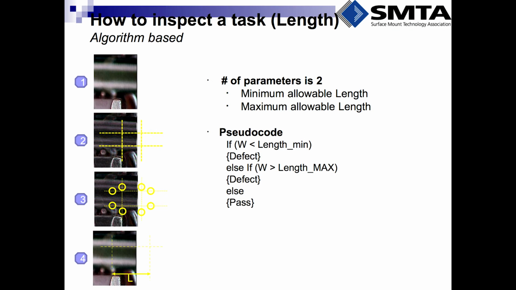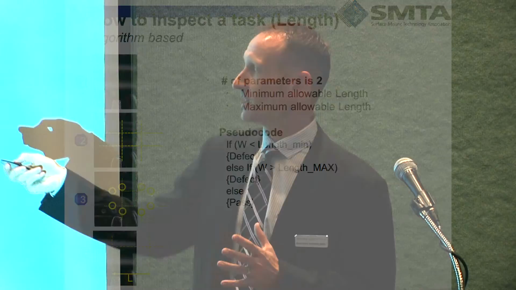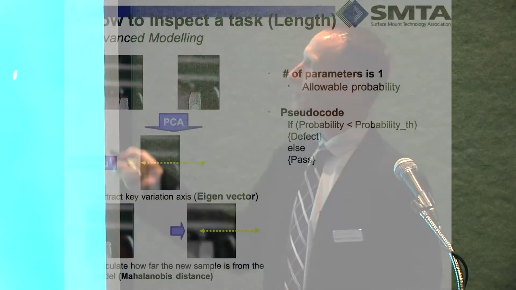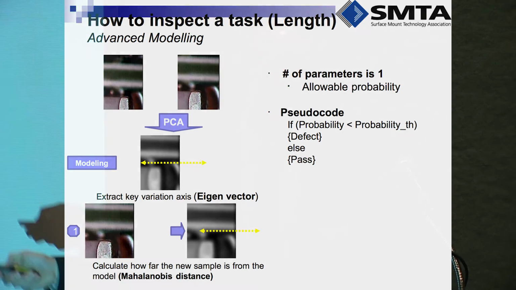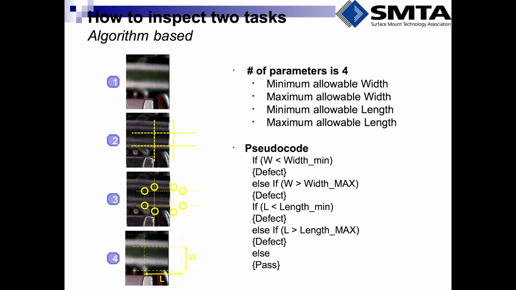So, programming. Traditional algorithms, okay, let's just take one aspect. You're programming length of the component. Okay, you've got minimum and you've got maximum length. Your code would be, well, if it's shorter than this or larger than this, okay, then it's a defect. Otherwise, pass it. In advanced modeling techniques, there's really just a probability. So it's going to extract the key variation axis. I'm not going to go into the math behind this or anything because I don't even completely understand it, but it's going to extract the key variation, and what it really does is it creates a probability. Does it fall within the distribution of good? If it does, great, it passes. If it doesn't, it's a defect.